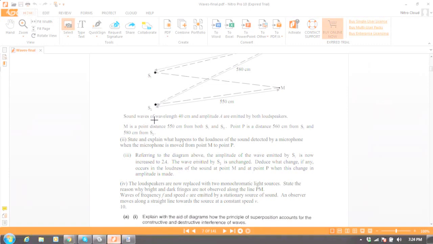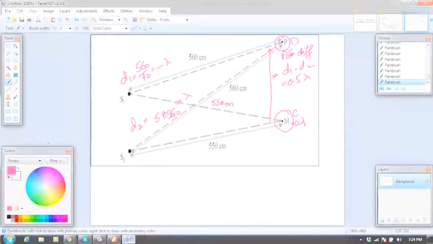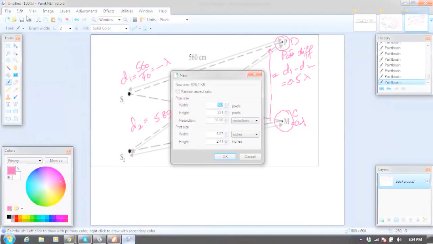Now it says that earlier S1 and S2, let me copy the diagram again. Let me show you how it works.